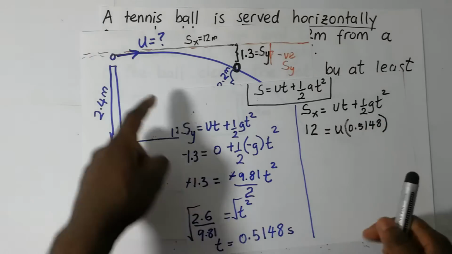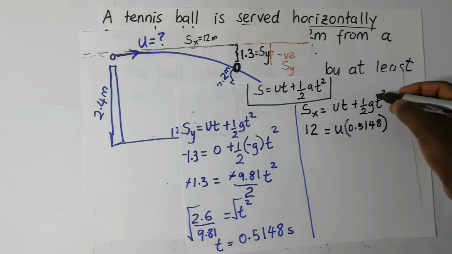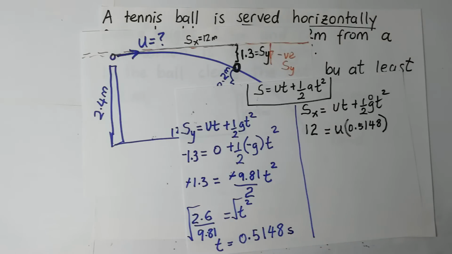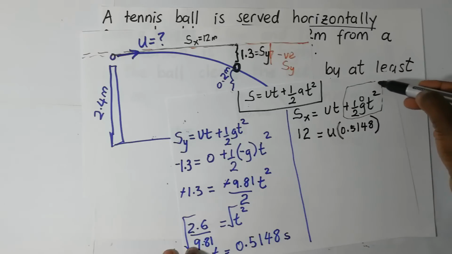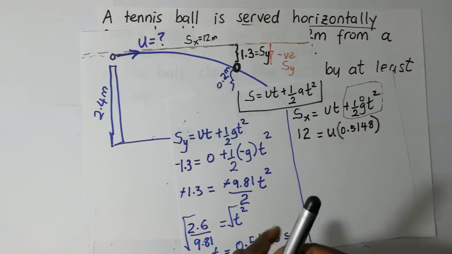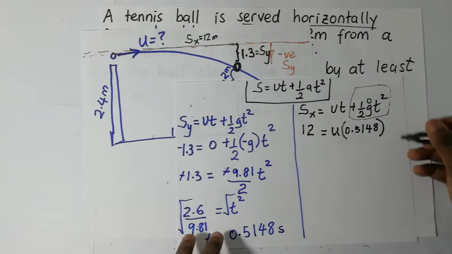Now this is in the x direction. In the horizontal component, we do not have gravity. The value of gravity is 0 in the horizontal component. So because the value of gravity is 0, this whole term is going to die. So in the x direction, it is just that, plus 0.